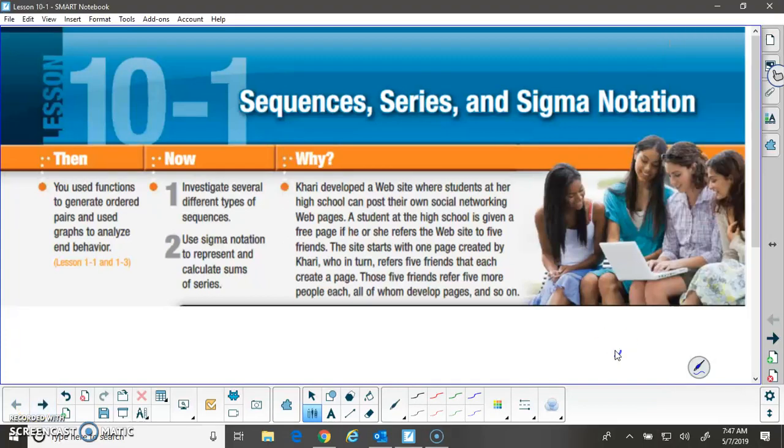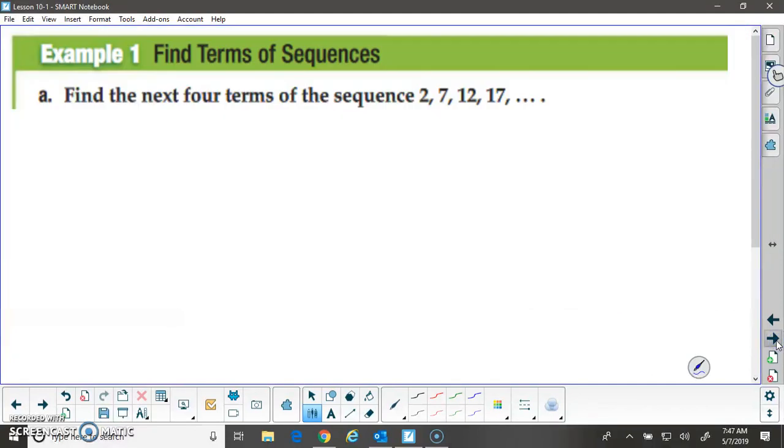Lesson 1 of Chapter 10 is on sequences, series, and sigma notation. We're going to break this into 3 different days, but our first day we're just going to focus on sequences. So a sequence is simply a list of numbers, like you can see here.